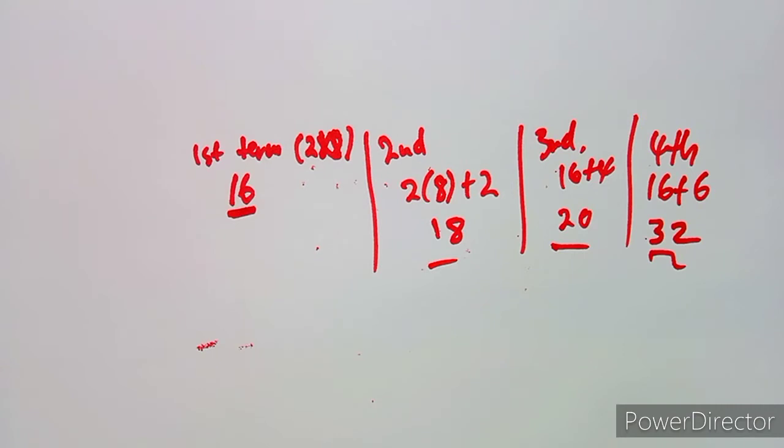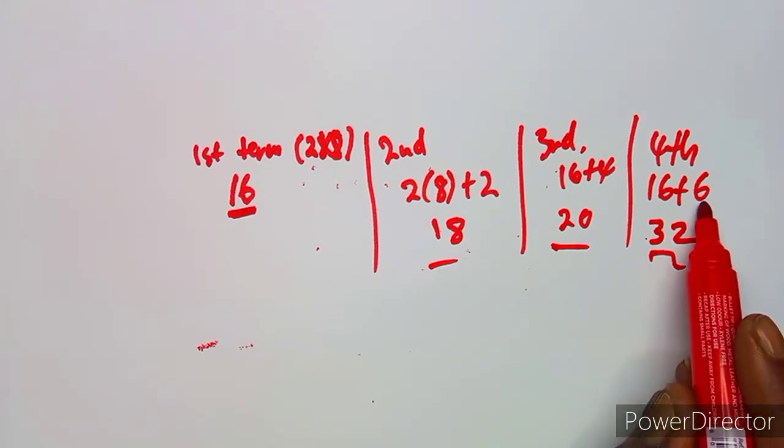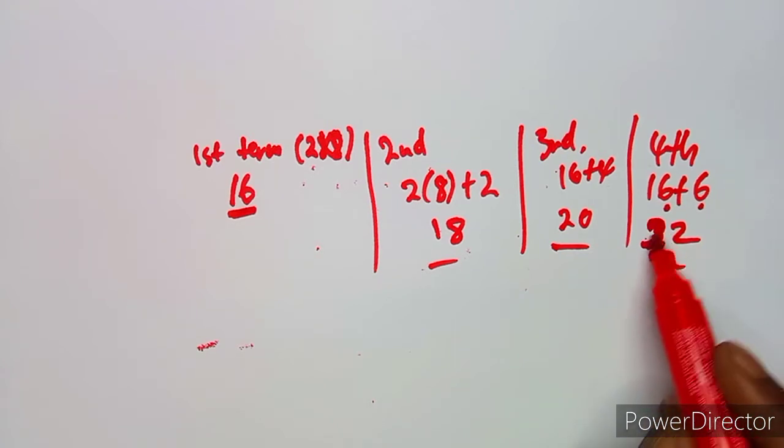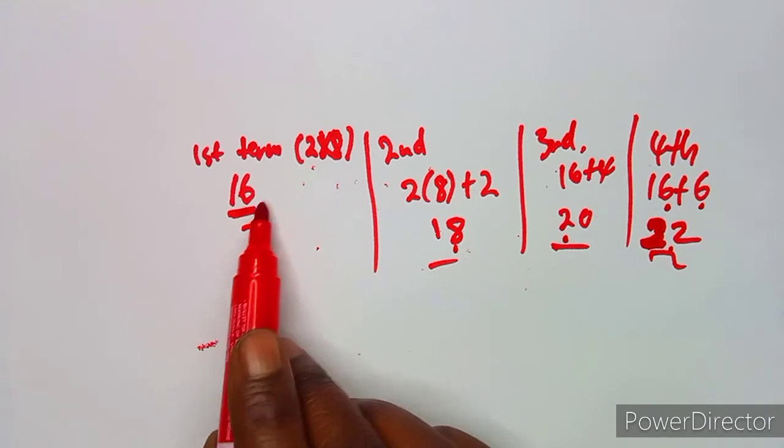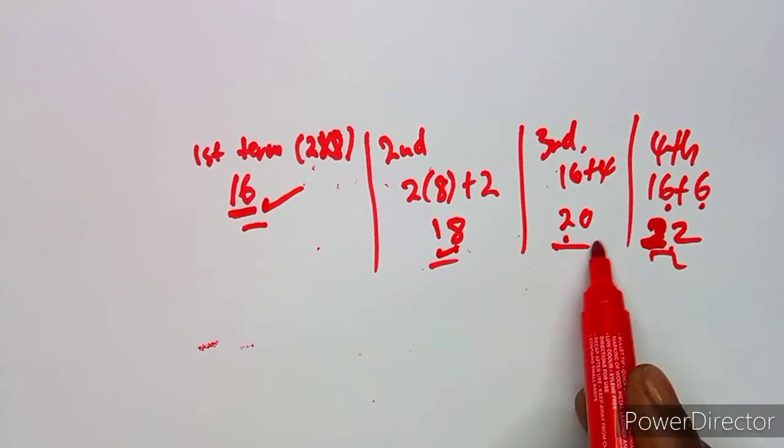So these are the numbers that we are having: 16, 18, 20, 22. All right. So as you can see, I've got a difference of 2, 2, 2.